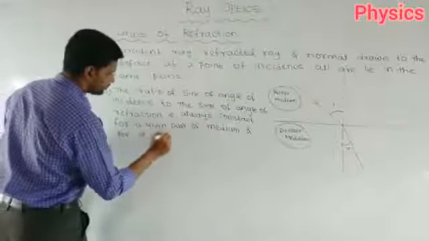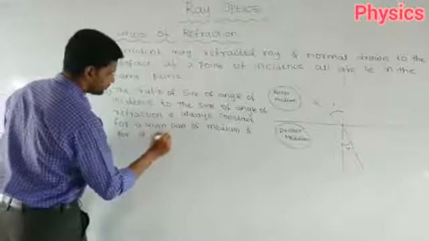That means if I consider the rarer medium as air and the denser medium as glass, this is one pair of media, and I am going to make a ray of light incident. That light has one particular wavelength. For example, take 598 angstrom. This is the wavelength of the incident ray of light. Just assume that. Then you will get one value when you divide sin i by sin r. That is a fixed value.